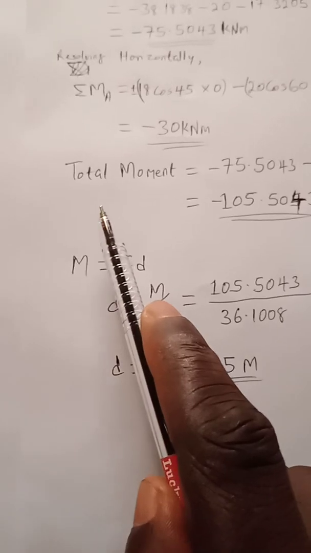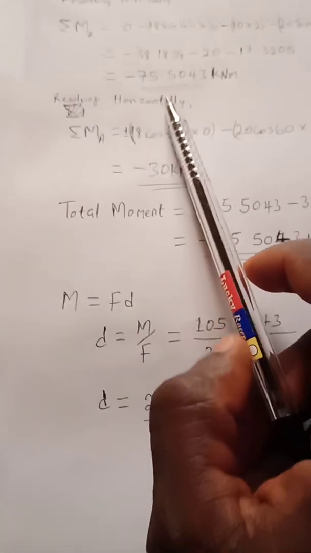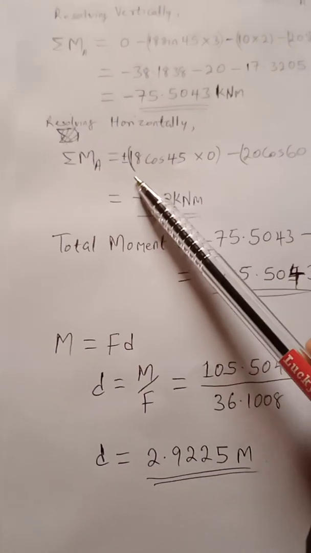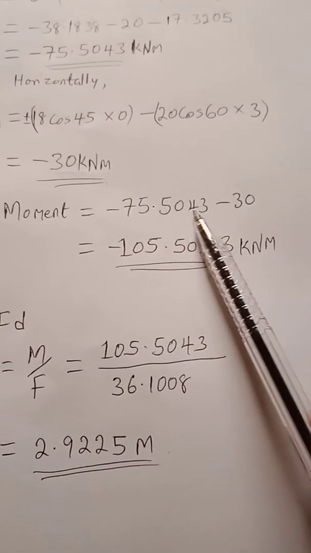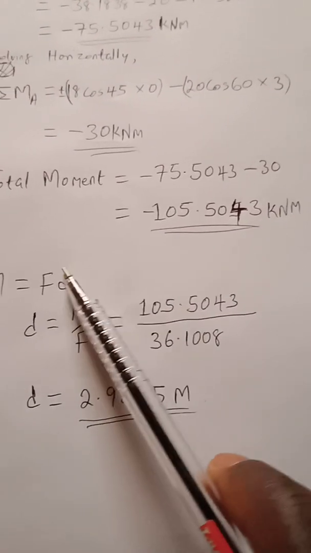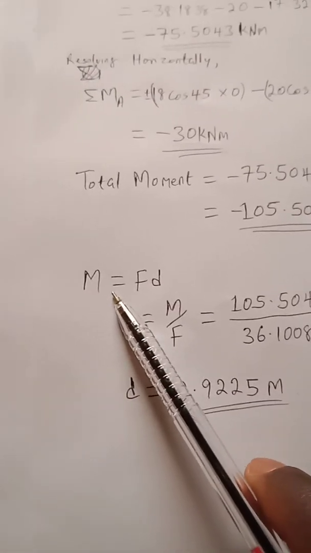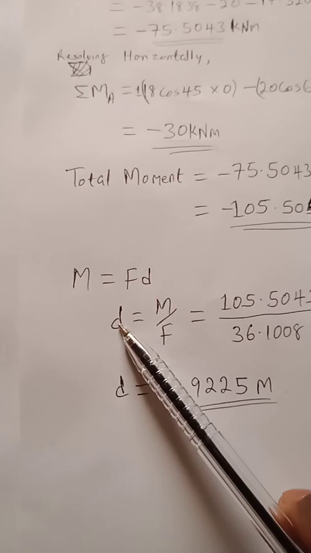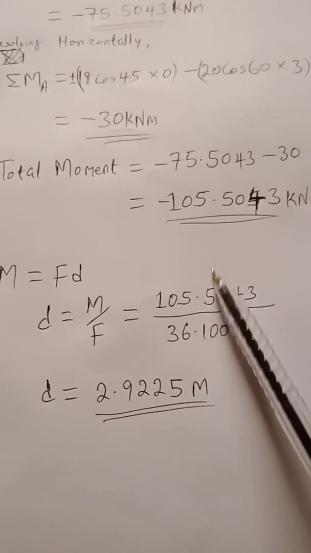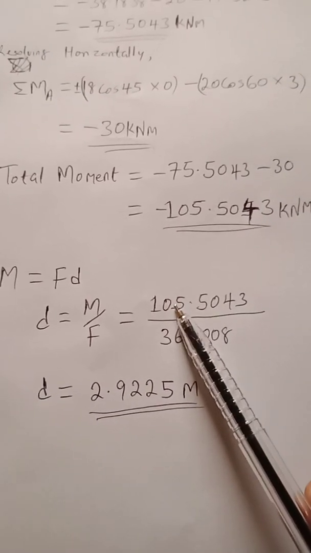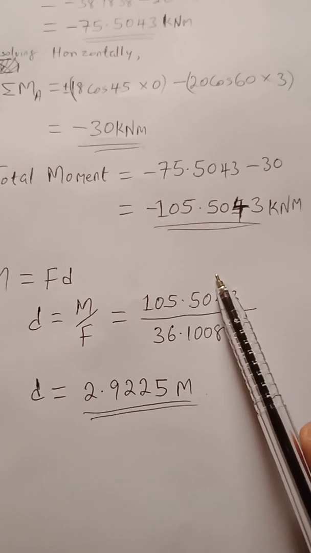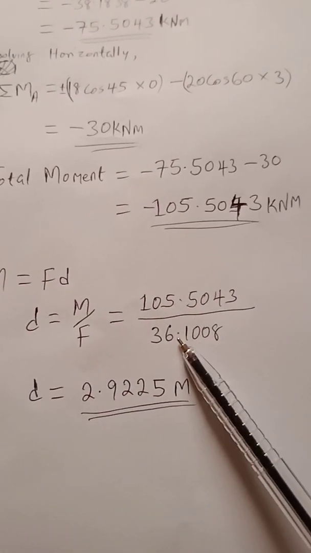So total moment is going to be the sum of this, the one for vertical and the one for horizontal. We have to consider the signs. So which is minus 75.5043 minus 30. So we have our total moment to be this. Since we have our total moment to be this, don't forget the formula for moment, which is moment equals force times distance. And this is the distance, the position we want to determine, which is moment all over force. Then our moment is this. The negative is not necessary here. The negative is only telling us in the end where the body will move to, how it will rotate. So our moment is this all over the resultant force.